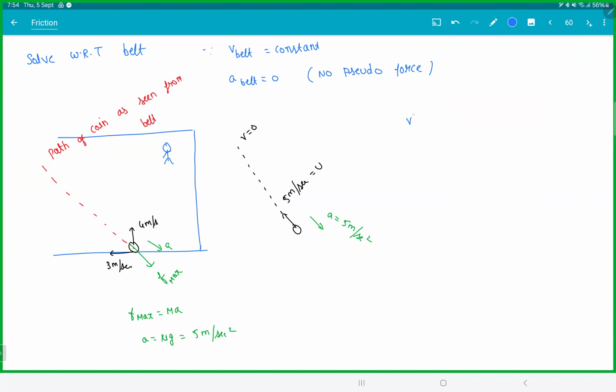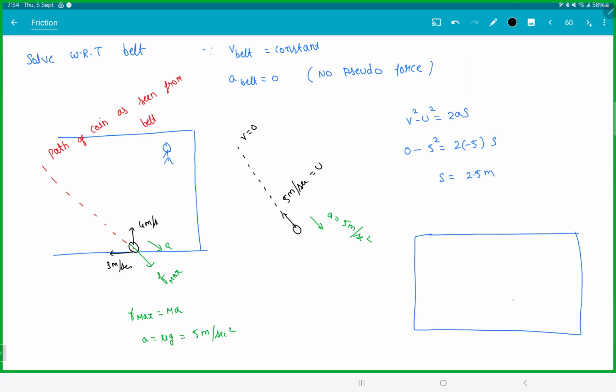So using the equation v square minus u square is 2as, 0 minus 5 square is 2 into minus 5 into s. We get s is equal to 2.5 meters. This is not the answer, because what you got is a slanting length. That means in your problem here, this coin went till here and just stopped here, isn't it?